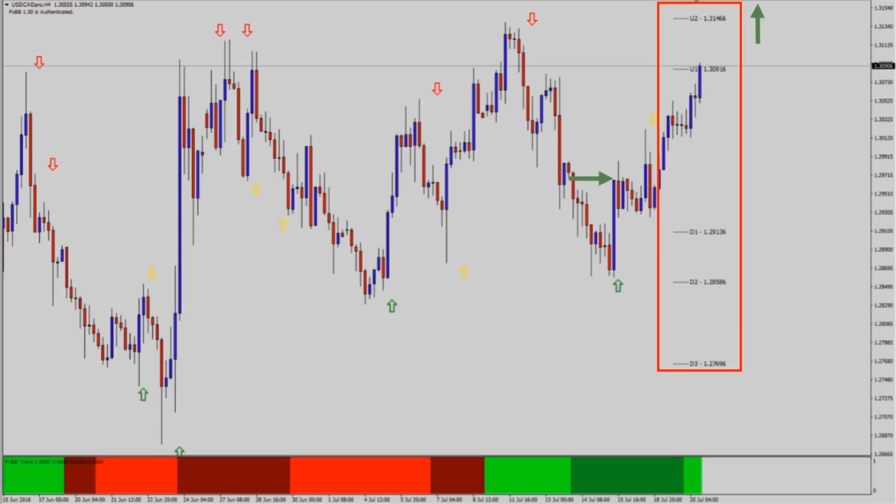So to summarize and just show you how simple this is, all you're doing is looking to see what color the band is.